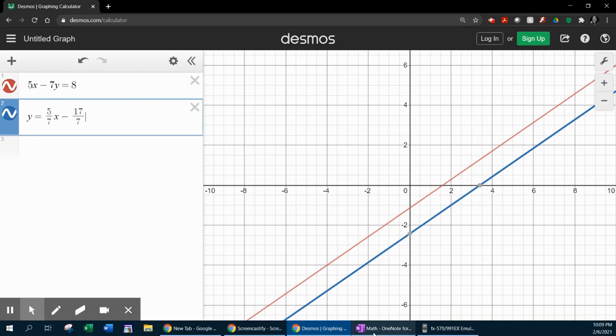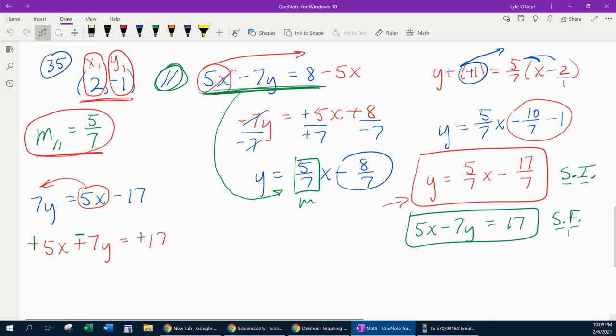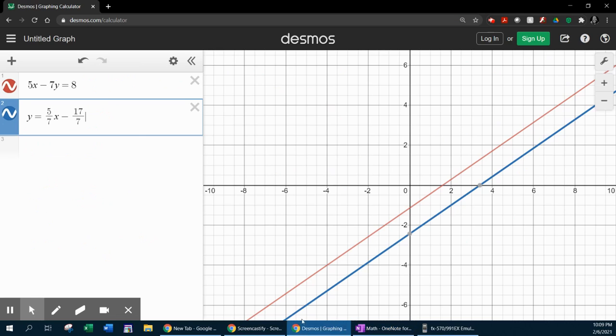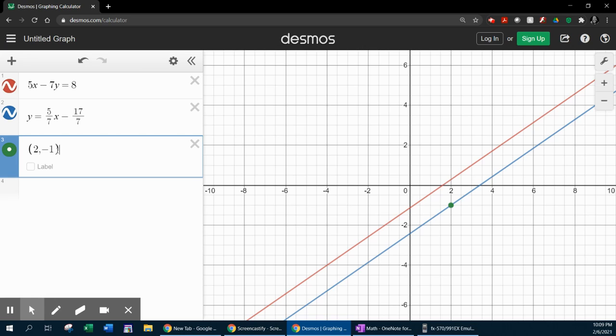But what about the fact that it had to go through the point 2, -1? Well, I can go to Desmos also, and I can type in the ordered pair 2, -1. And notice that that point does fall on the blue line. And so not only is the blue line parallel to the original, but it also goes through that point. Both of those criteria had to be met.